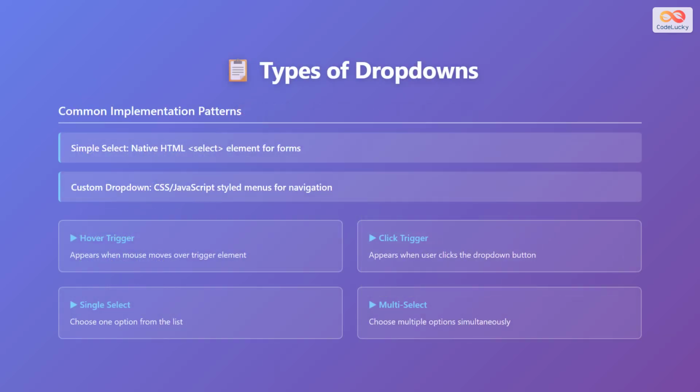There are different ways to implement drop-down menus. The simplest is using the native HTML select element, which is perfect for basic forms. Custom dropdowns use CSS and JavaScript for more styled and flexible menus used in navigation. Dropdowns can be triggered by hovering your mouse over them. They can also be triggered by clicking. Some allow you to select just one item from the list, while others allow multiple selections at the same time.